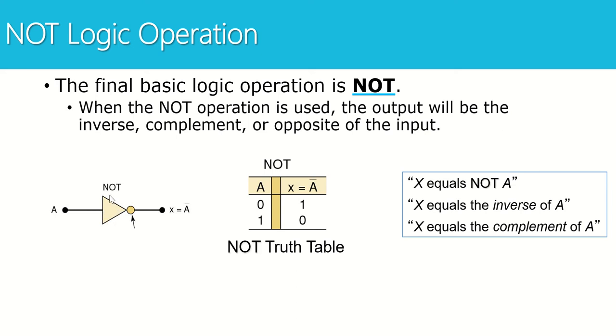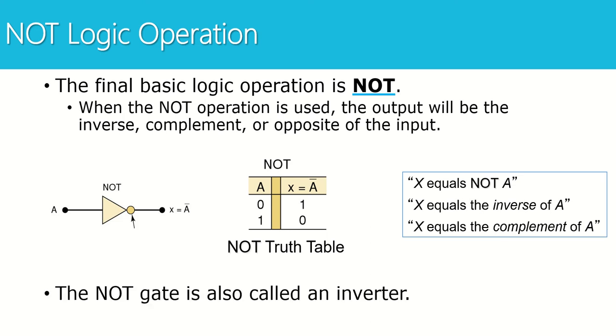Notice the symbol for a NOT gate is a triangle with a little bubble at the end. The bubble is very important not to forget when you're writing it. So make sure that you have both the triangle and the bubble. That's part of the symbol. And when we read the expression for a NOT gate, we could say that X equals not A. We could say X equals the inverse of A, or we could say X equals the complement of A. All of those things represent the idea of an inverter or a NOT gate.